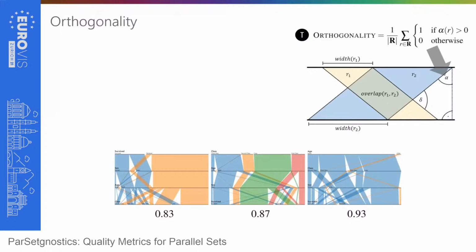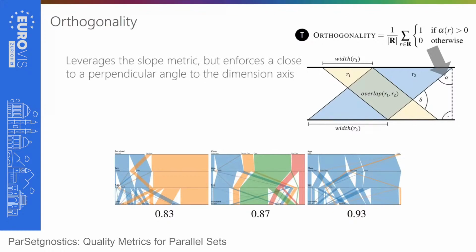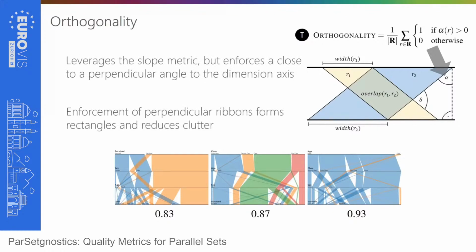The third category ordering dependent metric is orthogonality. This metric leverages the slope metric, but enforces a close to perpendicular angle to the dimension axis. The slope is still determined by the angle alpha. However, we enforce an angle of 0. This enforcement of a perpendicular angle creates ribbons that are clear rectangles, which reduces clutter. In the example of the Titanic dataset, we can see that high orthogonality clears up the parallel sets visualization, while lower orthogonality shows a lot of slightly sloped ribbons, decreasing the readability.